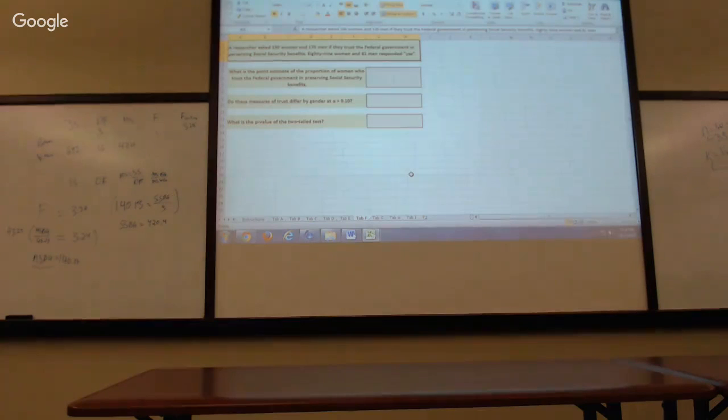Okay, a researcher asked 150 women and 170 men if they trust the federal government in preserving Social Security benefits. 89 women and 81 men responded yes. So, the first question says, what is the point estimate for the proportion of women who trust the federal government in preserving Social Security? So this one's pretty easy.